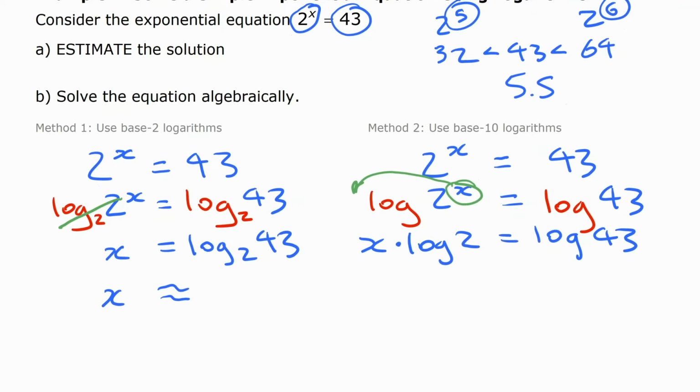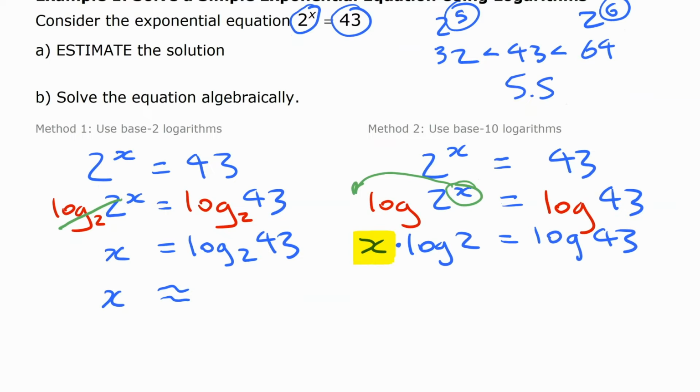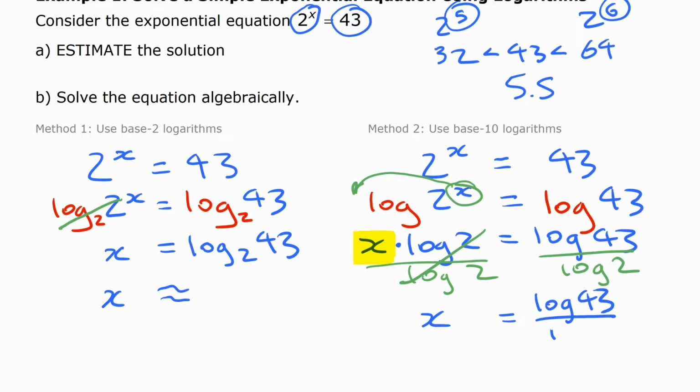And then what you actually have is you have the variable that you're looking for times a number. Log 2 is just a number. It doesn't involve a variable anymore, and that equals another number. And to isolate that variable, we can divide both sides by log of 2. You can write it down if you want, or you don't need to write it down certainly, because then this cancels, of course, and you end up with x is equal to log 43 divided by log of 2.